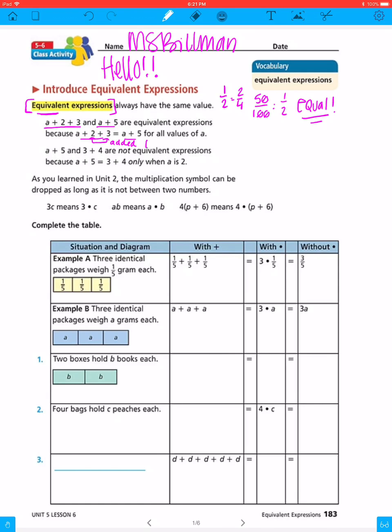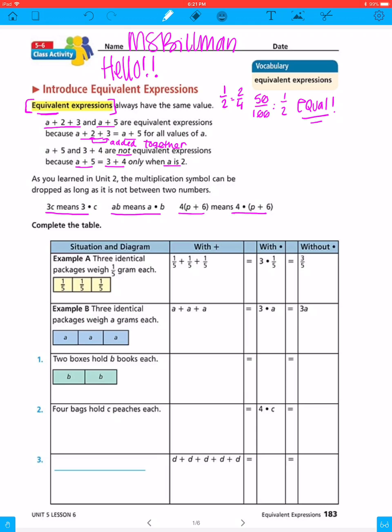Now, hang on a second. It couldn't have been 5a, or a multiplied by 5, because the a is separate. We don't know what the a is worth. It's a variable, but we can add the numbers together. So a plus 5 and 3 plus 4, those are not equivalent. So we're going to get started, and we're going to be looking at different examples with some diagrams and situations.